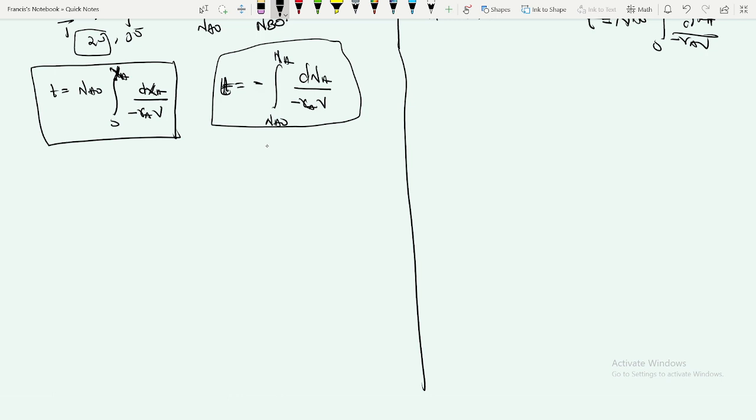So we are done with the conversion. Now let's come to the stoichiometric table. So stoichiometric table for batch reactor. We are still looking at batch reactors.